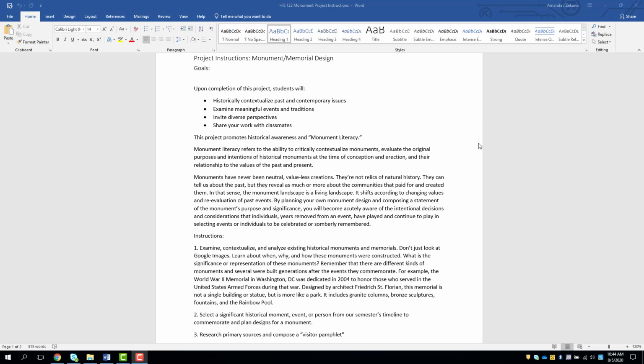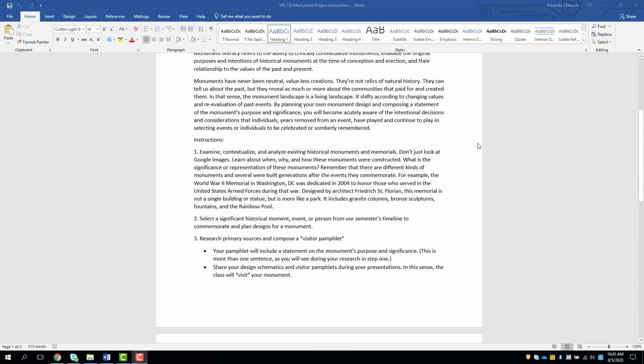So some of the goals: you're going to historically contextualize past and contemporary issues, examine meaningful events and traditions, invite diverse perspectives, and share your work with classmates. This project promotes what many refer to as monument literacy, the ability to critique or critically contextualize monuments. So evaluate the original purposes and intentions of historical monuments at the time of conception and erection, and their relationship to the values of the past and the present.